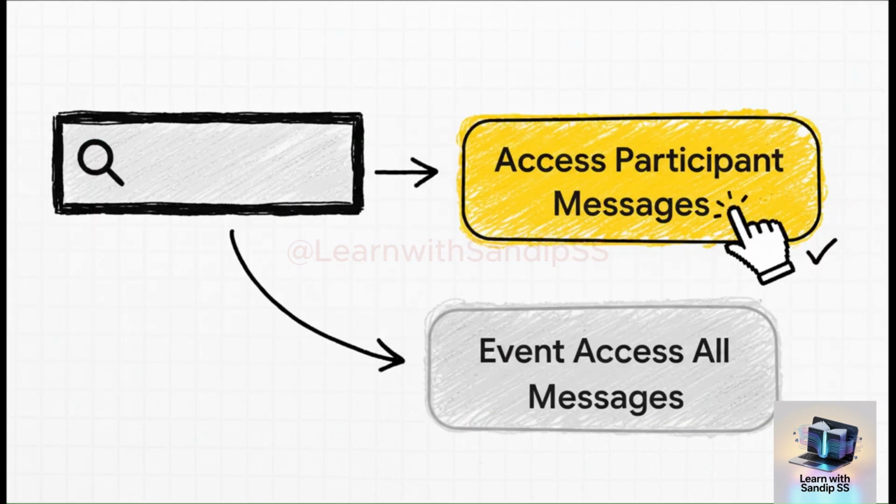And just look at how specific this is. This is what I mean by precision. Monique isn't guessing. The system is offering her really specific roles, like access participant messages. She can pick the exact tool for the job, making sure Joe can do his work without touching anything else.